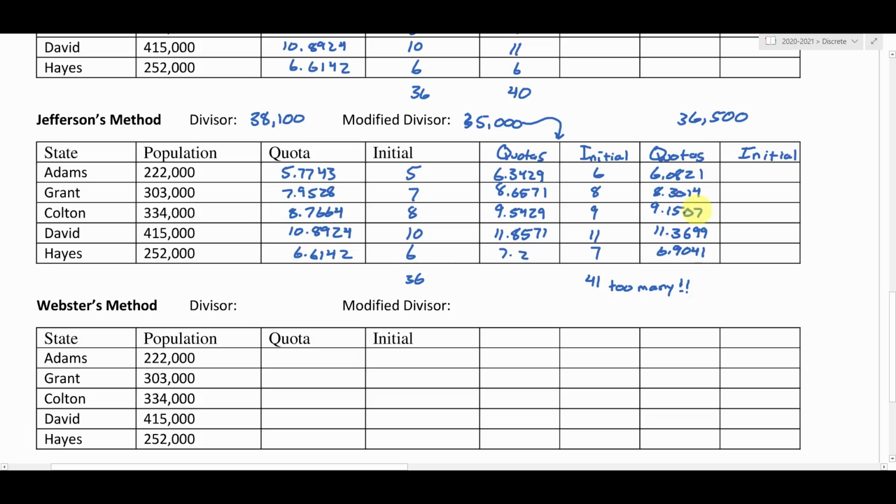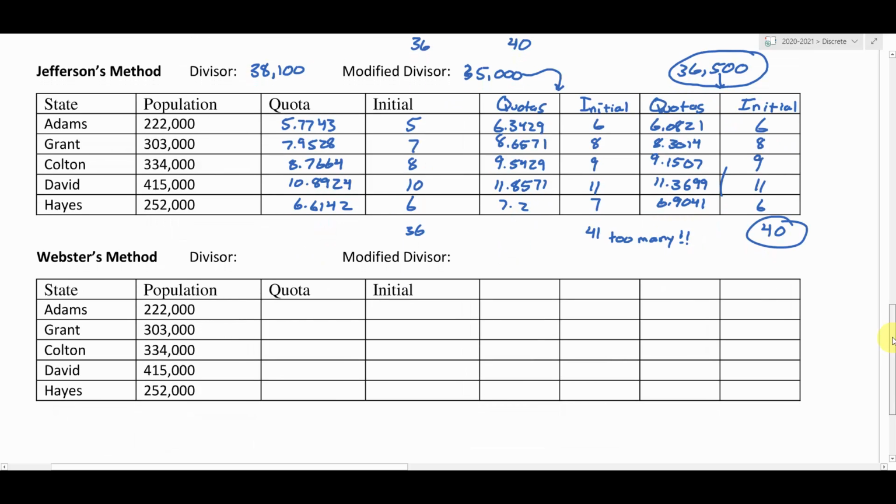Okay, so there's my new quotas, and again, you can compare those so you can see how our quotas have developed as we have changed our divisors in this particular problem here. So I'm going to go through and do the same thing. I'm ignoring the decimal portions, taking the whole numbers. So we got 6, 8, 9, 11, and 6. I'll add those up, and I get my 40 representatives. So 40 works, which means this will be the divisor that I use, and this will be my final apportionment now. All right, that is Jefferson's method.